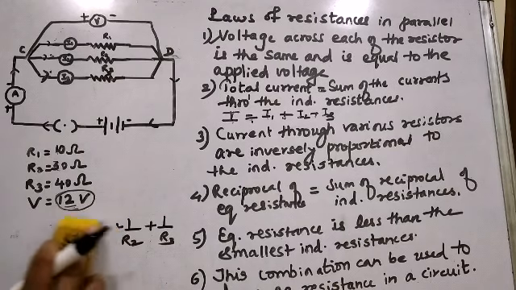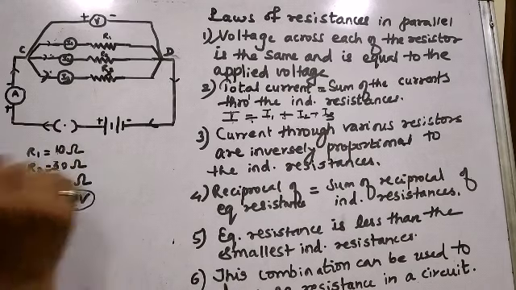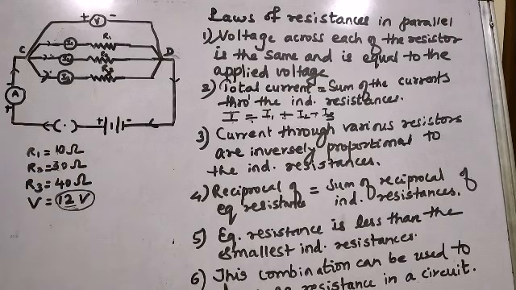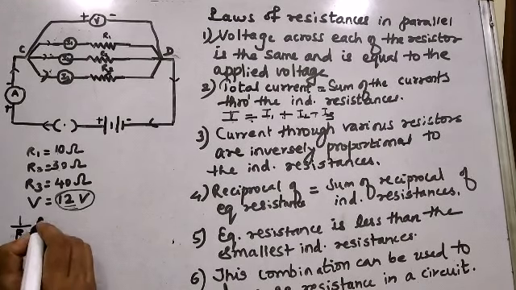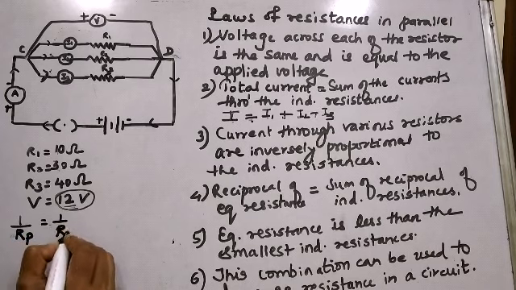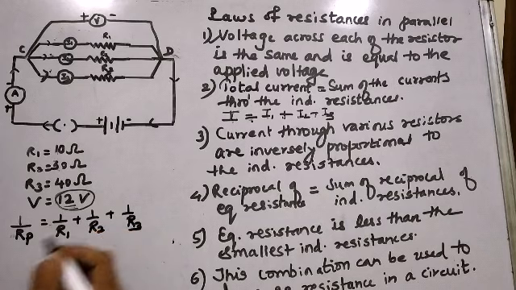Now, the equivalent resistance is less than the smallest individual resistance. What is the equivalent resistance here? Suppose I take this particular example, where R1, R2 and R3 values are given and V is equal to 12 volts. Suppose I want to find out the resistance in parallel. So I apply the formula 1 upon Rp is equal to 1 upon R1 plus 1 upon R2 plus 1 upon R3. Correct?